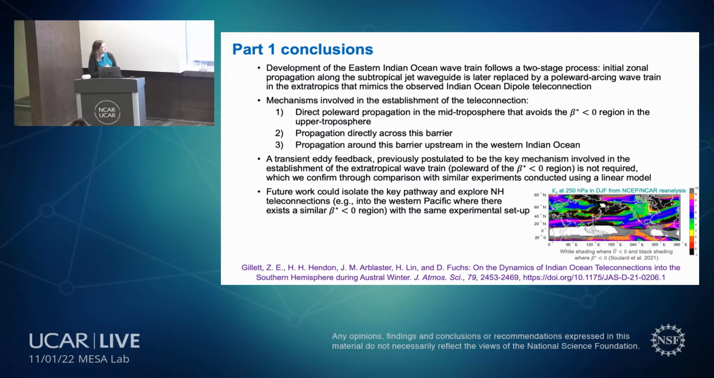So with future work, it would be interesting to isolate the key pathway to see which one of these three pathways is the most important, and also to explore teleconnections into the Northern Hemisphere. So I've shown this plot here showing the total stationary Rossby wave number during winter in the Northern Hemisphere. And what we can see where there is this black shading indicates regions where beta star is negative. So we have this large region in the North Pacific where stationary Rossby wave propagation should be prohibited. So it'd be interesting to explore how teleconnections can work across this barrier.